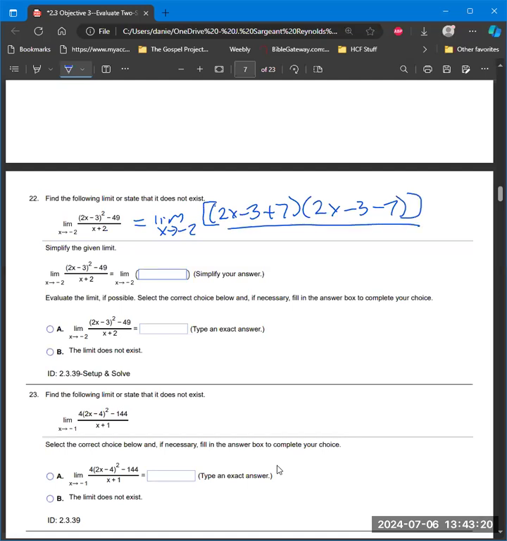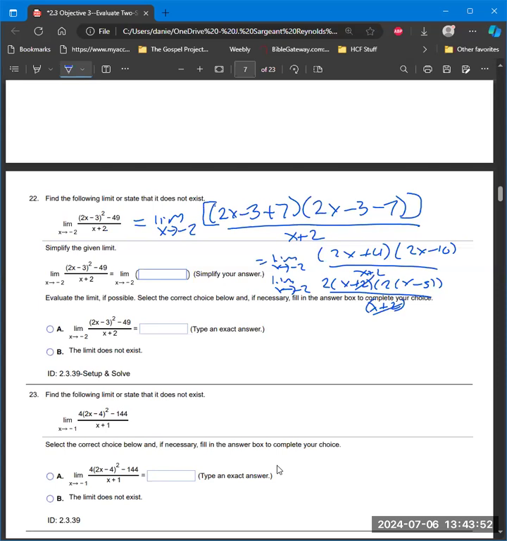over x plus 2. Limit as x goes to negative 2 of 2x plus 4 times 2x minus 10 over x plus 2. Limit as x goes to negative 2 of 2 times x plus 2 times 2 times x minus 5 over x plus 2. It's going to be 4. Limit as x goes to negative 2 of x minus 5.